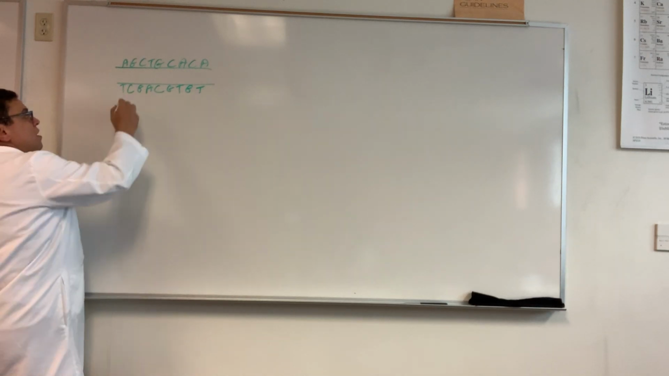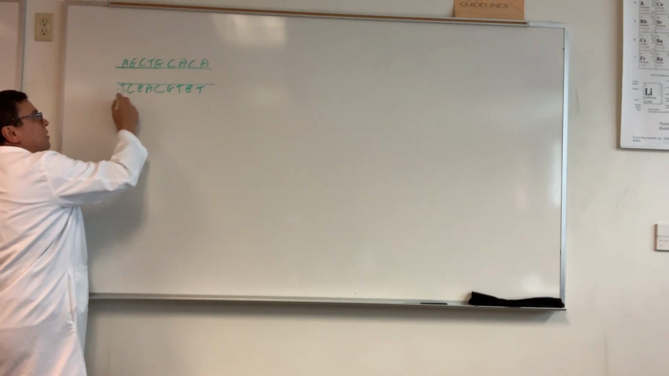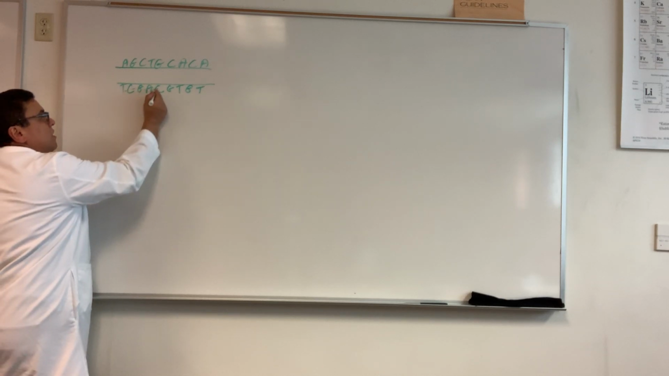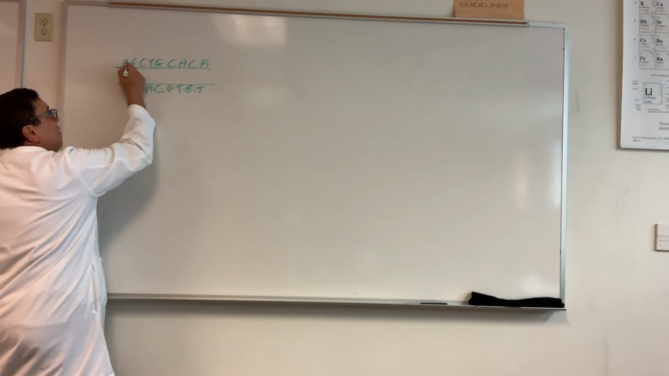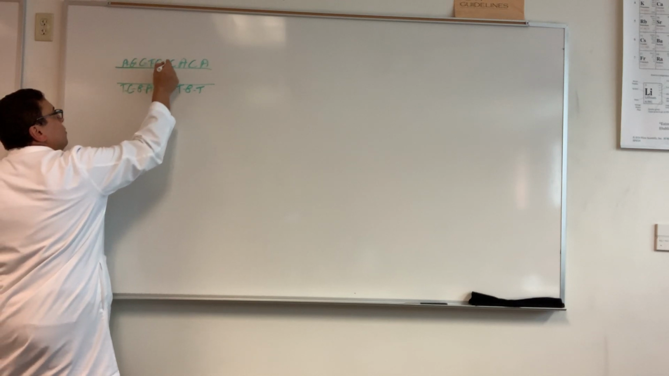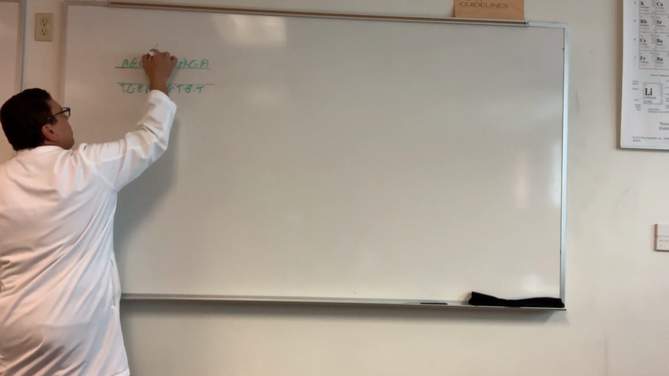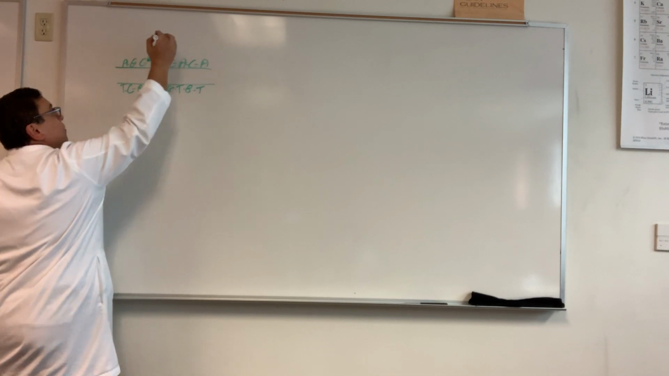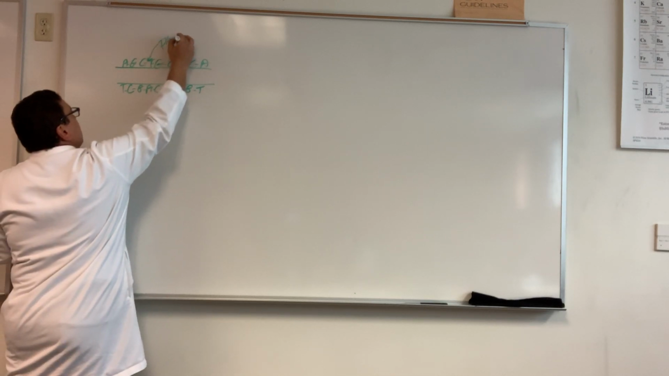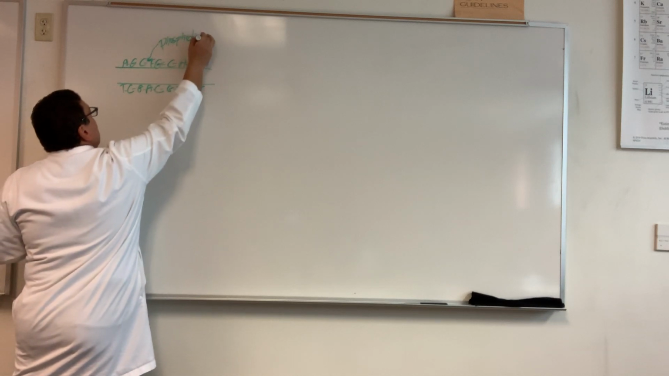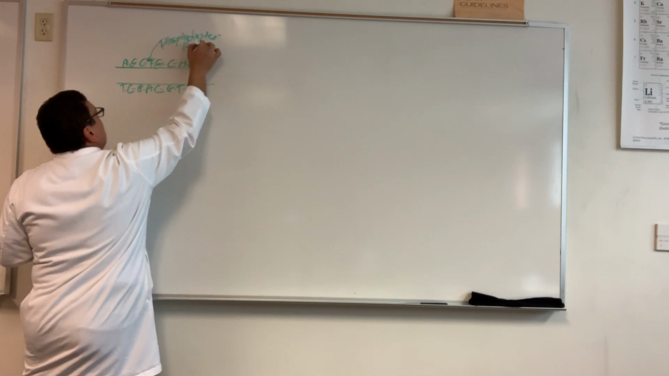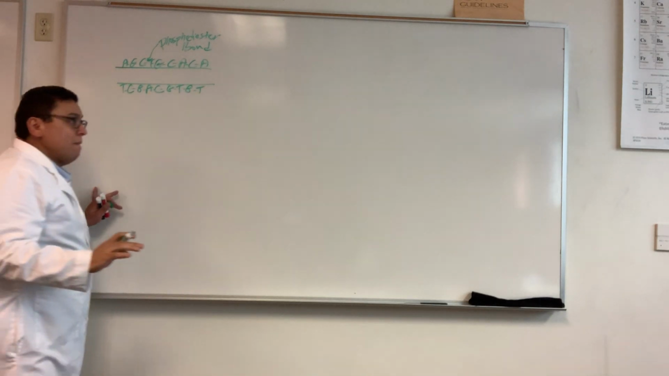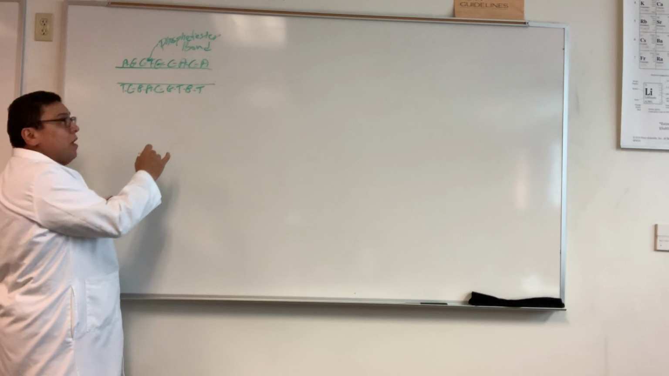Excellent. Now, you agree that the T and the C are bonded together, and these are bonded together, and these, and these, and these. These are all attached to each other. What is the name of this bond? Phosphodiester bond. So all of these are phosphodiester bond linkages. Good. All right, let's go on and do something else.